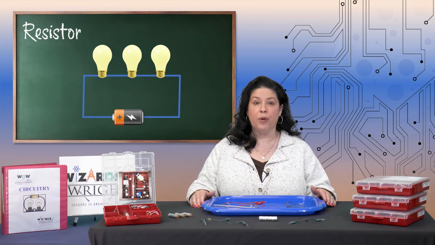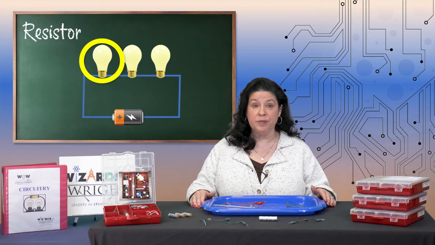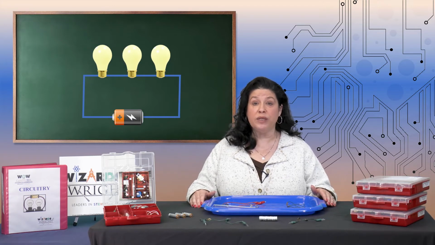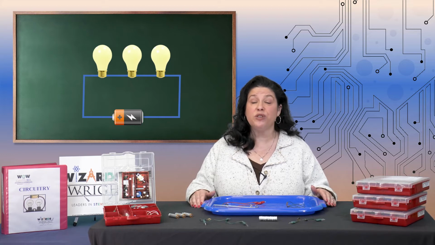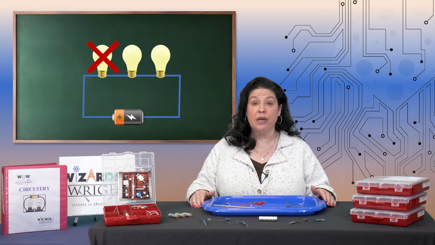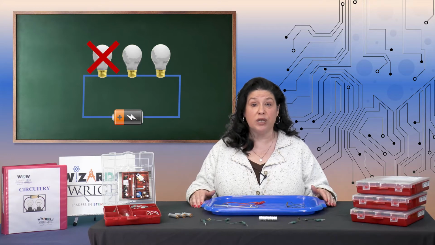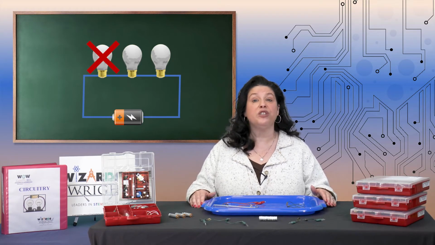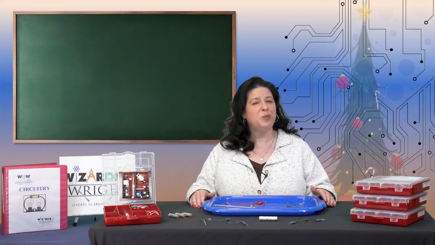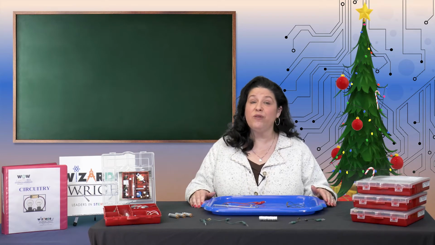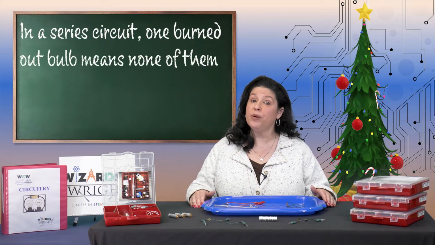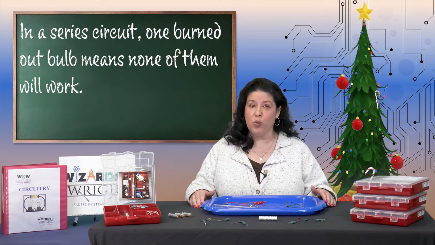Let's look at an example, with the resistors being bulbs. If at any time one of the resistors stops working, the entire circuit will not function. For example, if one of the light bulbs stops working, all of the other light bulbs will also stop working because the path of electricity is broken. Do you put lights on your Christmas tree? If the lights are in a series circuit, one burned out bulb means none of them will work.